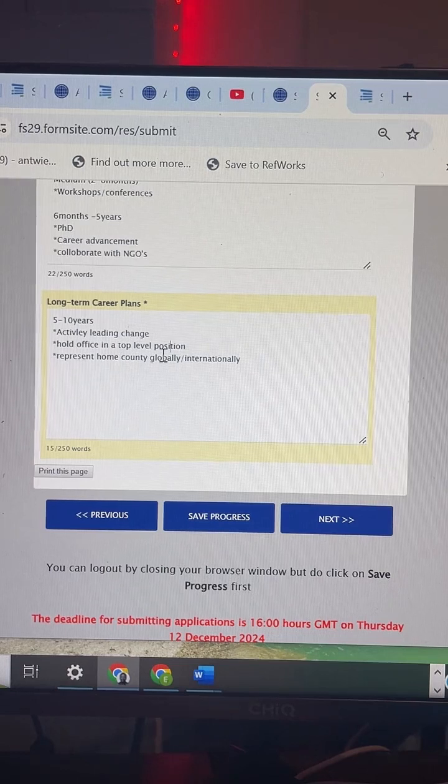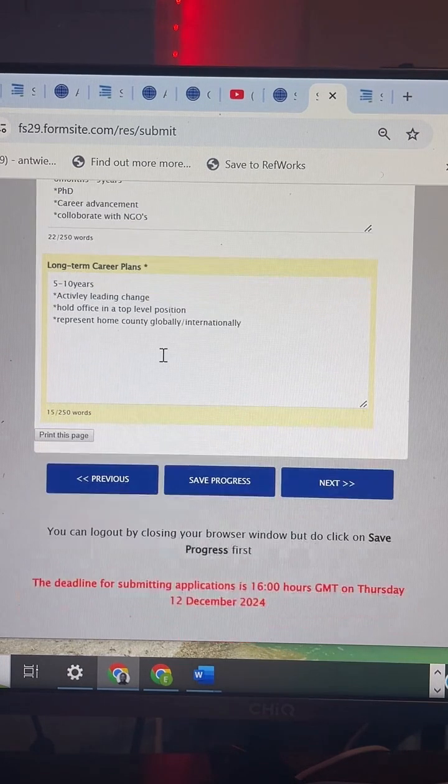And so these are some of the things that you can be using or you can be discussing for the long-term career plan. So maybe hold office in a top level position, which is going to be great for you to be part of the decision makers. So that covers the long-term plan.